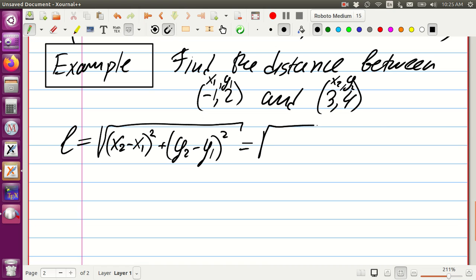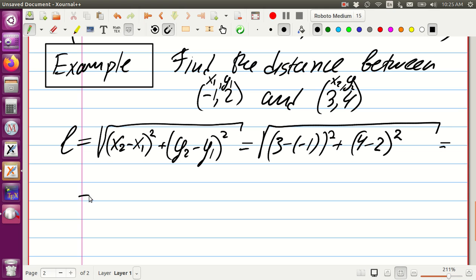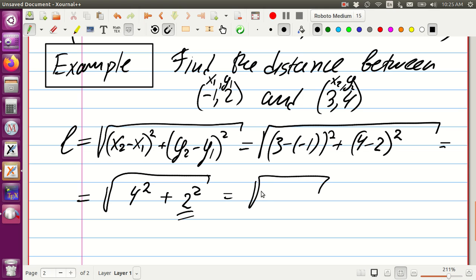and so we're going to get the square root of (3 minus -1) squared plus (4 minus 2) squared. Now we simplify. So minus and minus 1 gives us plus. So we're going to get 3 plus 1, which is 4 squared, plus 2 squared. 4 minus 2 is 2, and 2 squared we write over here. So final simplification gives us square root of 16 plus 4. And this is the square root of 20.